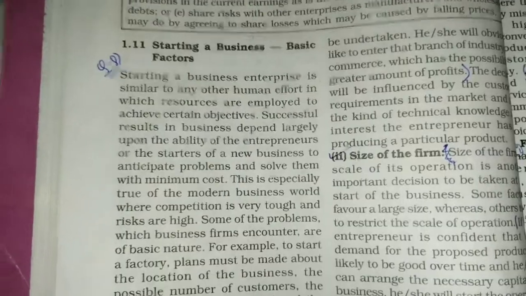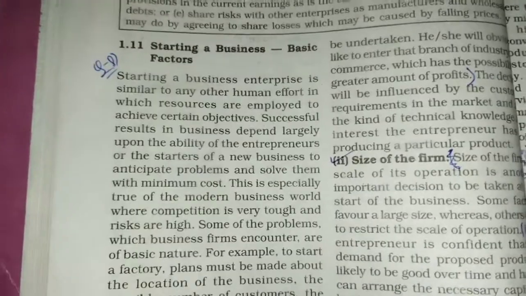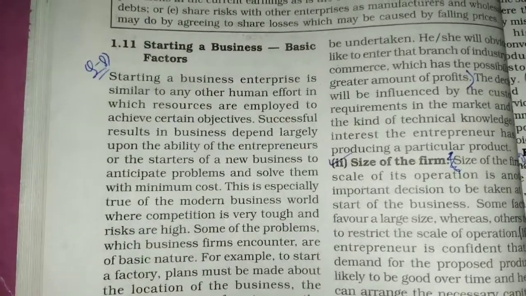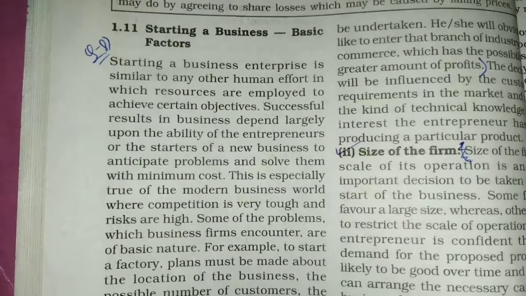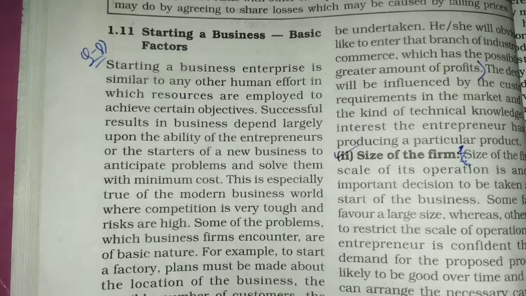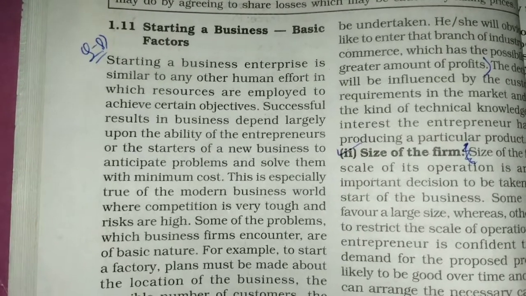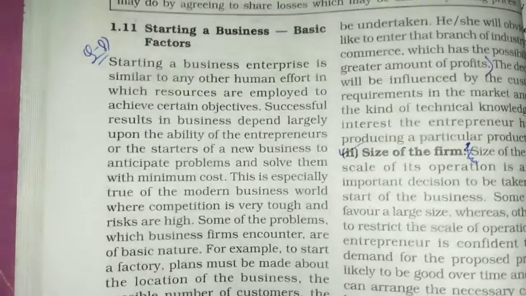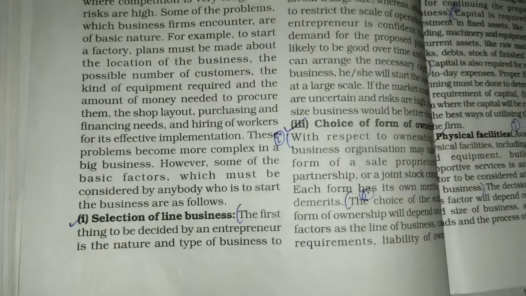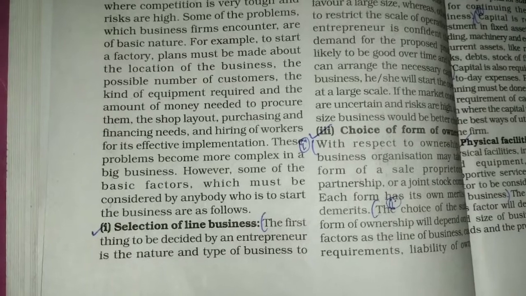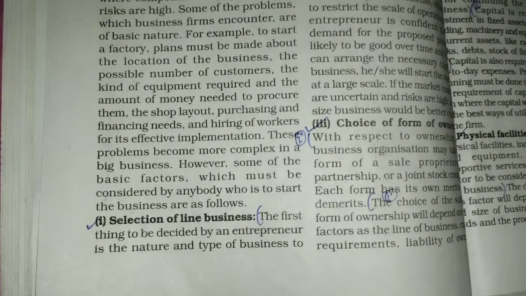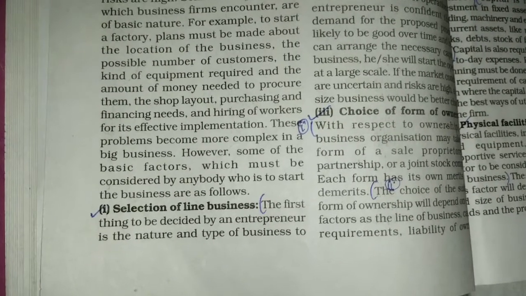So it's the last topic, that is starting a business: basic factors. What we need, basic factors while we are starting a business. Starting a business enterprise is similar to any other human effort in which resources are employed to achieve certain objectives. So here are some of the basic factors which must be considered by anybody who is to start the business, as follows. So first is selection of line of business.